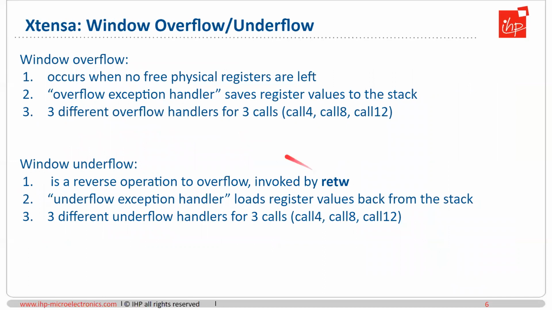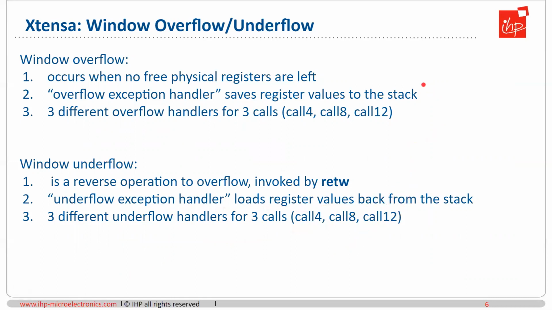In the windowed ABI, we have 2 mechanisms called window overflow and window underflow. Window overflow occurs when no physical registers are left. The overflow exception handler saves register values to the stack. We have 3 different overflow handlers for 3 different calls. Window underflow is a reverse operation to overflow, invoked by the retw instruction. The underflow exception handler loads register values back from the stack. We have 3 different underflow handlers for 3 calls.